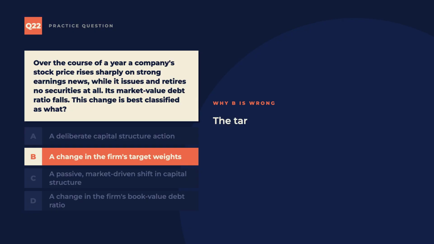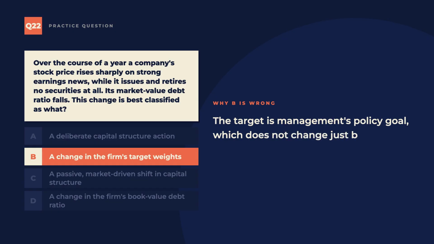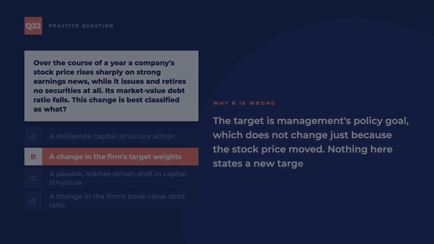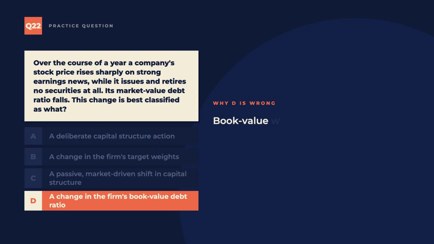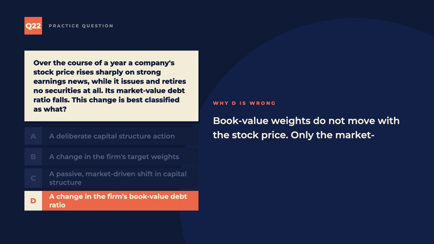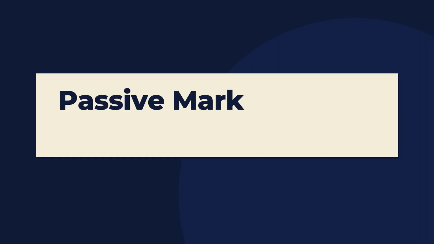B is wrong because the target is management's policy goal, which does not change just because the stock price moved. Nothing here states a new target. D is wrong because book value weights do not move with the stock price. Only the market value debt ratio shifted here. The book ratio is untouched.